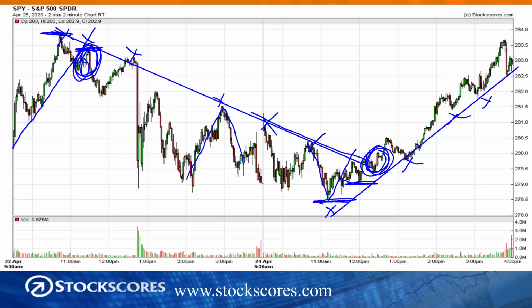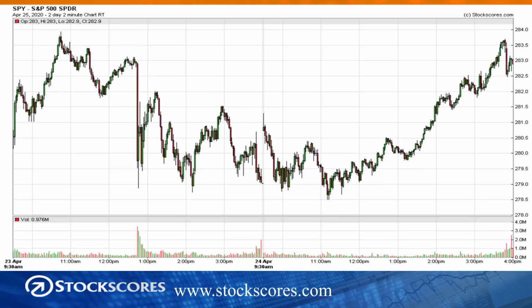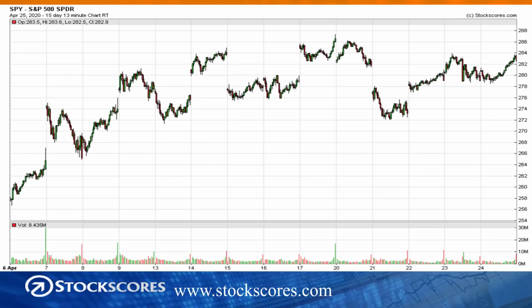Now, the final thing I want to talk about is time frame. Notice that this is a 2-day, 2-minute chart. It is very short term. It is the chart that I like to watch when I'm day trading. But if you are a longer term trader, then this is not really the appropriate chart. If you are what we call a swing trader, where you are holding stocks for days or weeks, then you should look at the 13-minute chart.